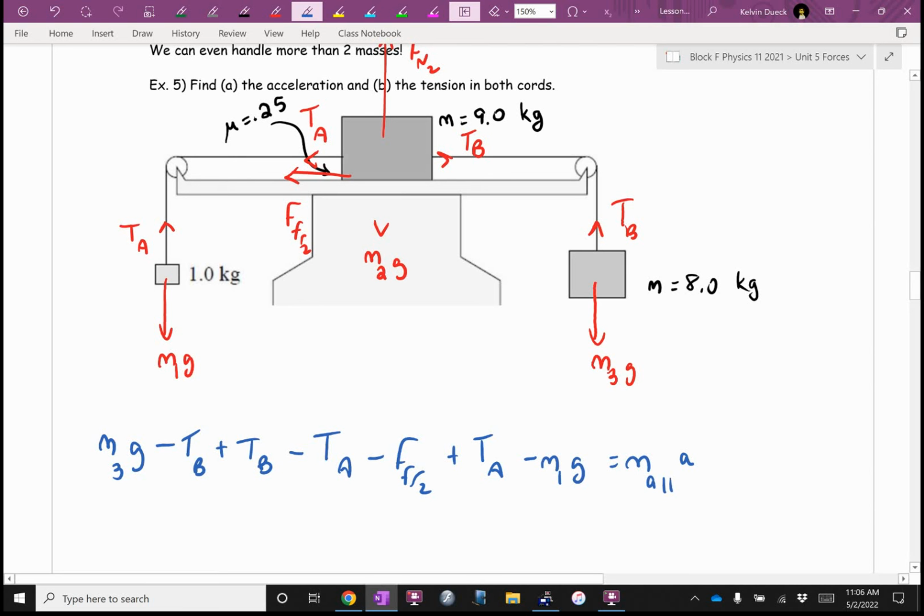Oh, this one's kind of nice. We lose twice the tension. Your tension B's cancel? Yeah, because you got tension B minus tension B. Do tension A's cancel? Yeah, so I can go like that, like that, like that. Oh, what's this question asking me to find? Acceleration. I could even go like this.